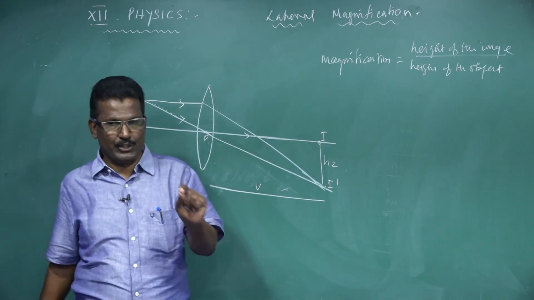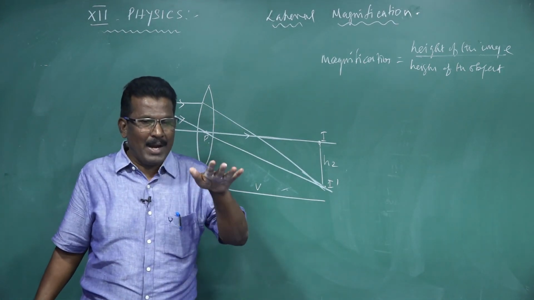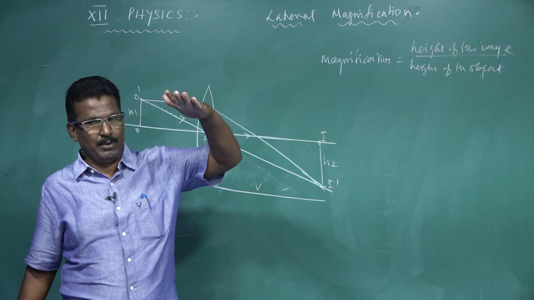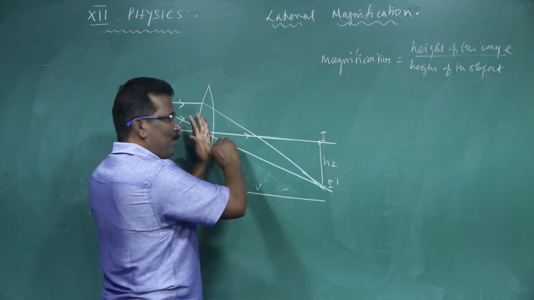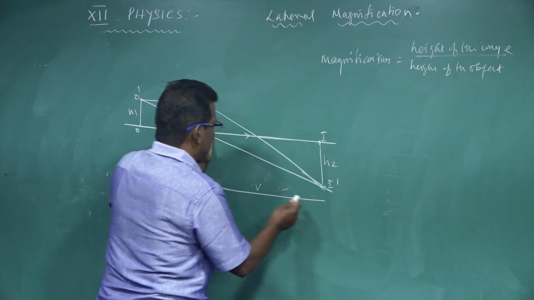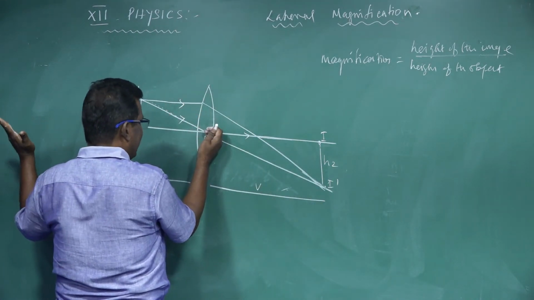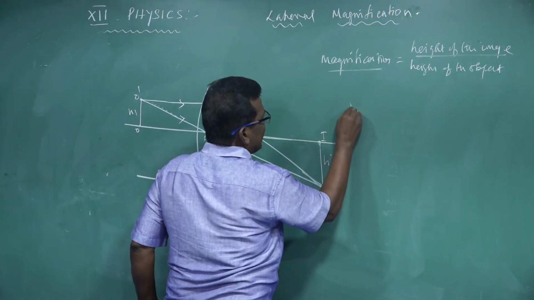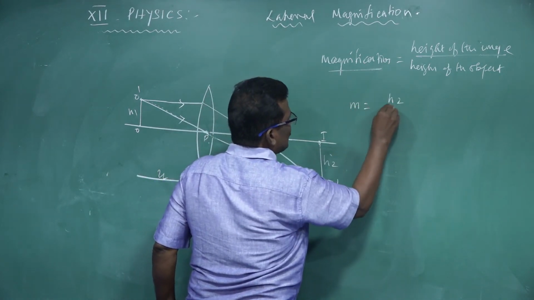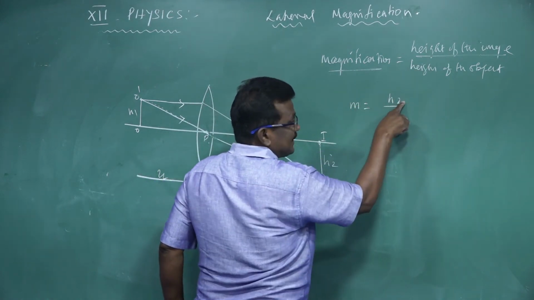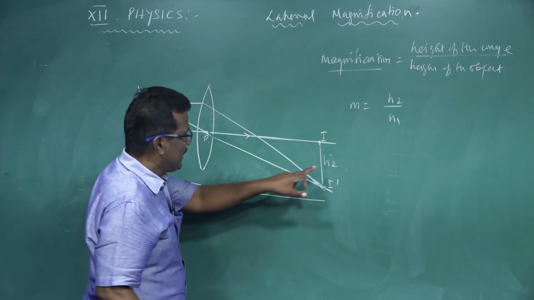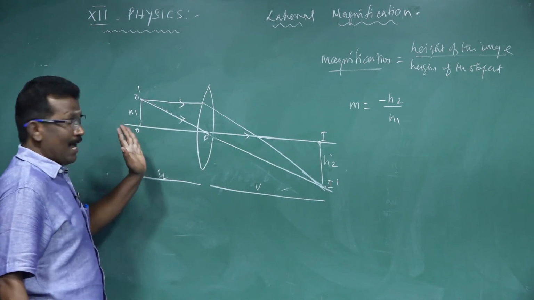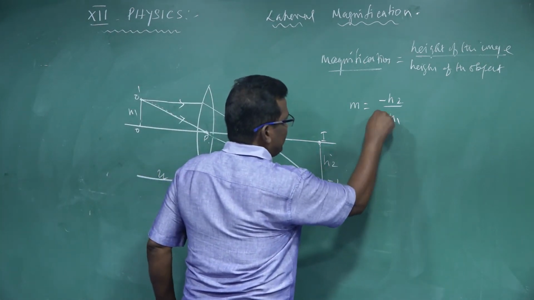Now use the sign convention. Any measurement below the principal axis is negative, any measurement above the principal axis is positive, any measurement from the pole in the positive direction is positive, and any measurement from the pole in the opposite direction, that is the left hand side, is negative. So magnification m is equal to h2 by h1. h2 is below the principal axis, so put minus. h1 is above the principal axis, so put positive.